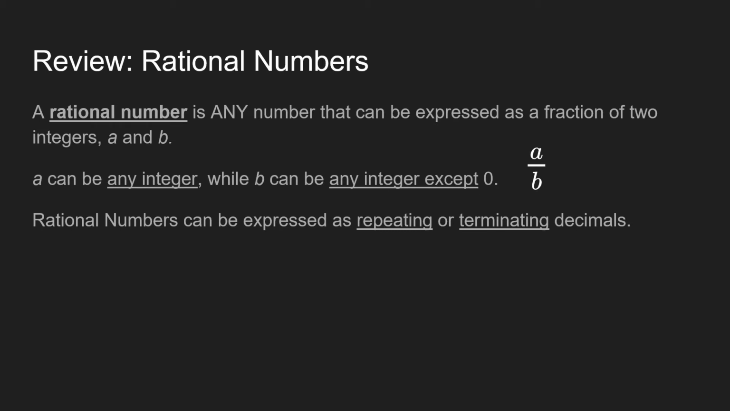In this video, we will learn about irrational numbers. So first, let's review what rational numbers are. Remember that rational numbers are any numbers that can be expressed as a fraction of two integers, where a can be any integer you want, and b can be any integer except for 0. One thing that we focused on is that rational numbers can be expressed as repeating or terminating decimals.